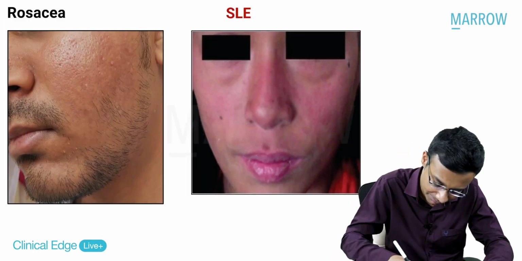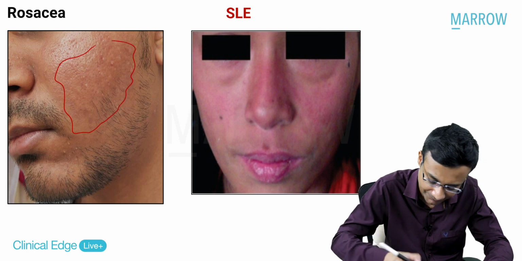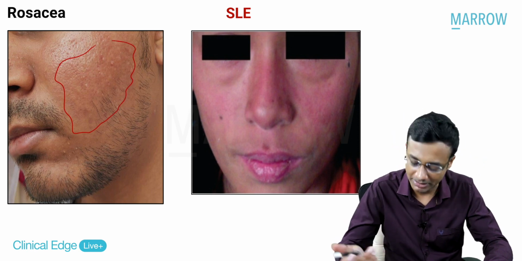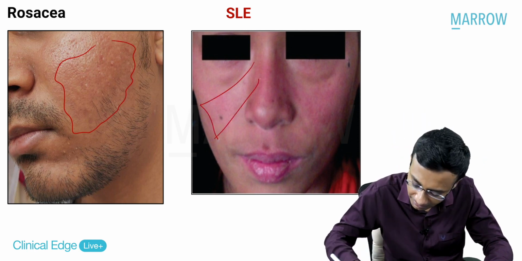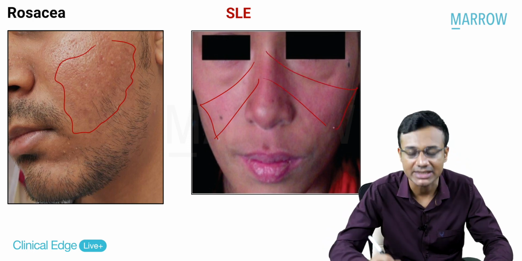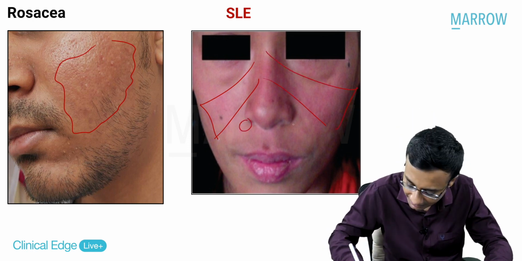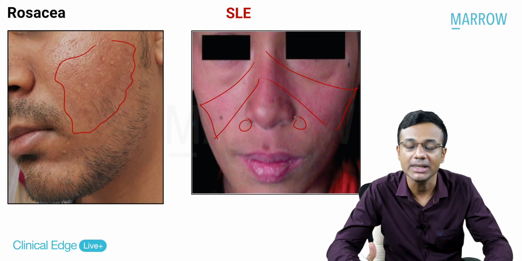So here we can see a patient of rosacea who has this flushing, and those will be the features which are going to be mentioned. And here we have a patient of a malar rash, also known as the butterfly rash, and here generally the nasolabial fold also tends to be spared.